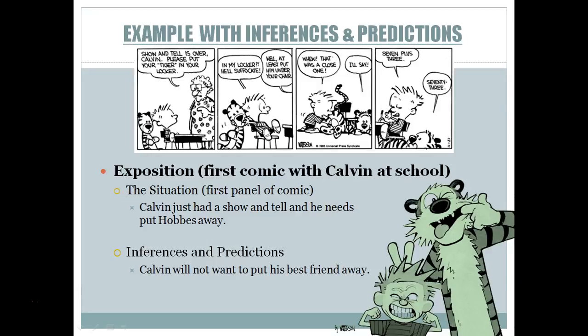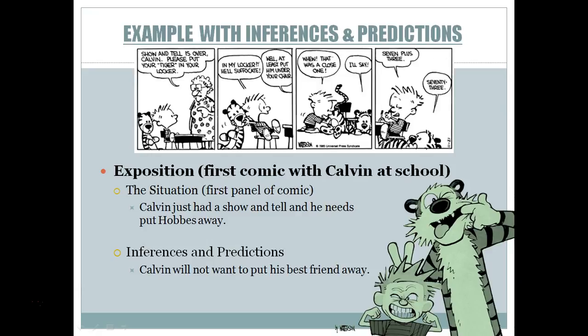So in the fourth comic, we have a new setting, and that means we have to look at it again with the whole idea of the storyline in mind. And sometimes comic strips are short, but this will work well for just our example in class. For exposition, the situation is always important. What we can infer here is that Calvin just had a show and tell, and he needs to put his Hobbes away. He needs to put his stuffed animal back somewhere safe. Now with inferences, I can tell just from earlier in the first three strips that Calvin and Hobbes are really close.